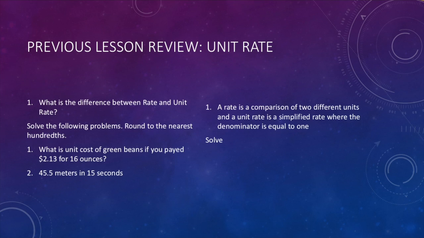For the bottom problems, the first one is 13 cents for 1 ounce. Remember, you need to have the 1 ounce part in there. And the second one is 3.03 meters per 1 second. That's how you simplify them into a unit rate.